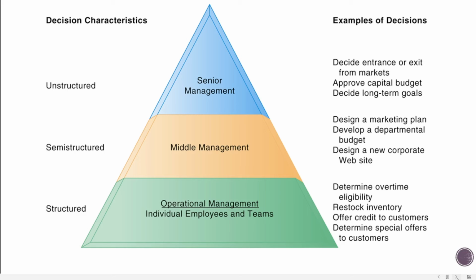So let's start with the structured dun sa pinakamababa. These are decisions, as you can see with those examples. These are decisions that are routine and repetitive where established procedures can be applied. So yan, yung type of decisions na nangyayari sa operational management and individual employees and teams. So this level is closest to the day-to-day operations of the organization. So decisions here are more routine and operational. So dito pumapasok ngayon yung system na TPS.